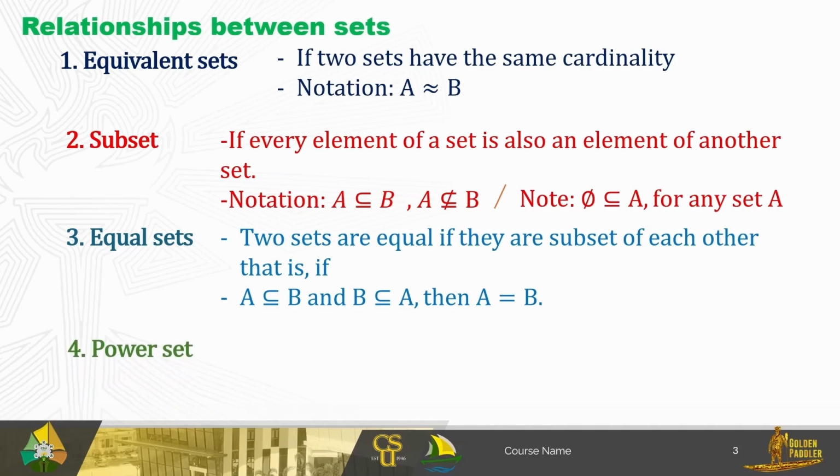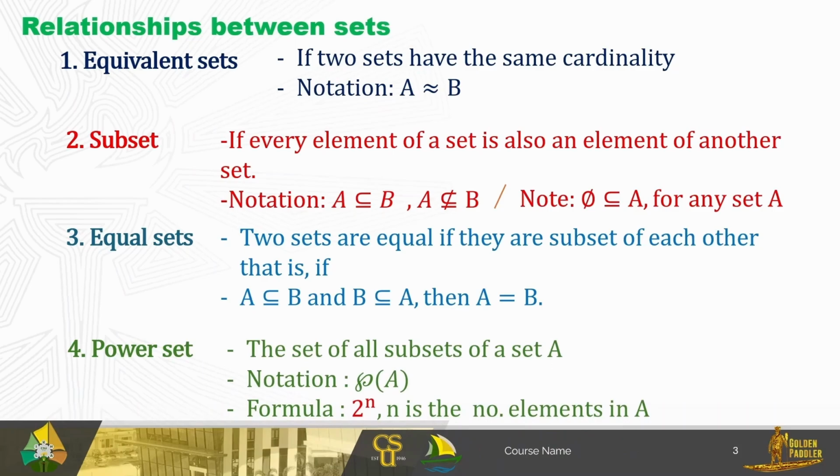And the last one is the power set. The power set is the set of all subsets of a set A. Our notation for this is script P of A. The cardinality of the power set is taken from the formula 2 to the n, where n is the number of elements in A. So let's have these examples.